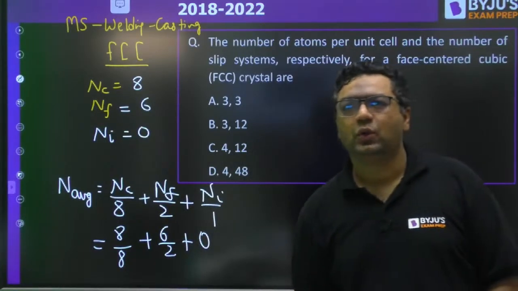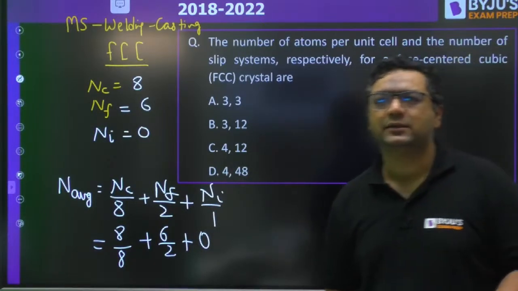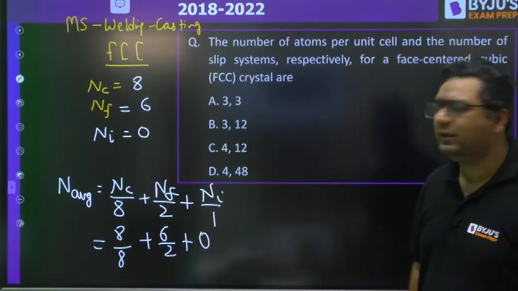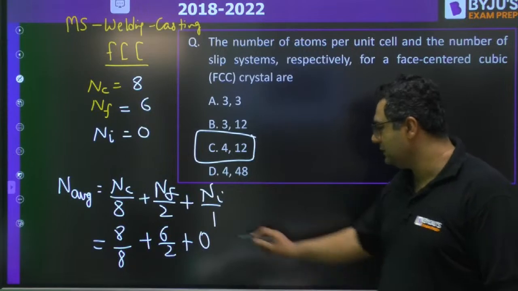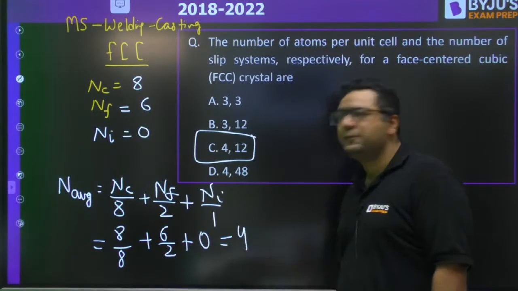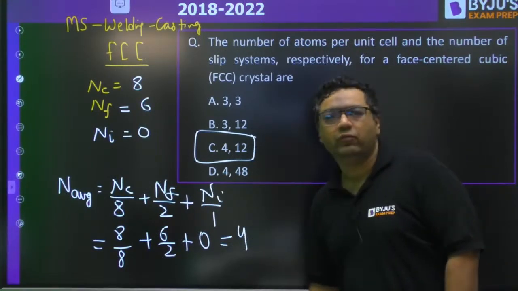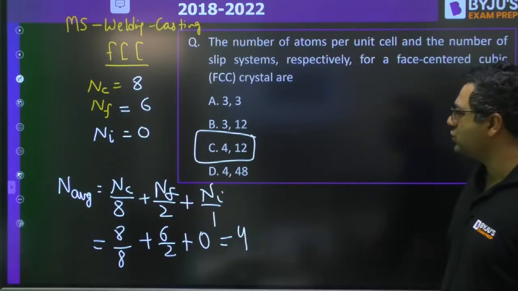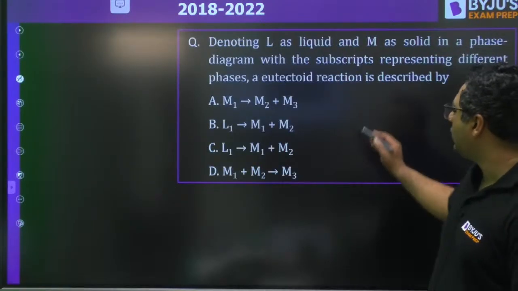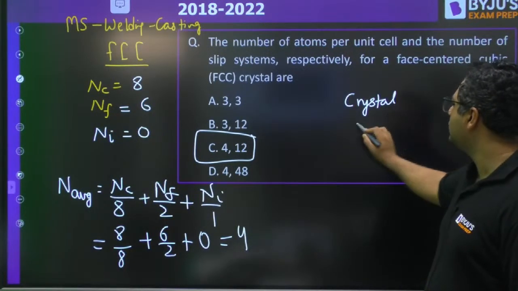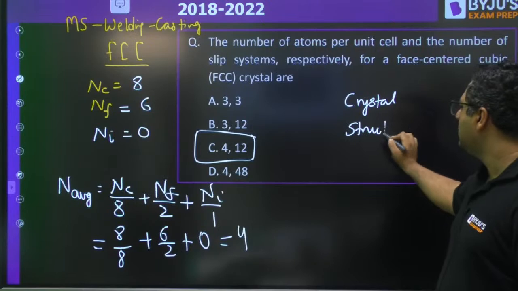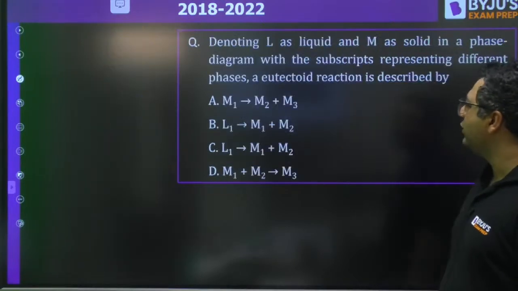Wonderful. Yes, the answer is C for this. C is the right answer. You can see this is coming out to be 4 and the slip systems are 12. Very good. This question was from crystal structure. Moving to the next question.